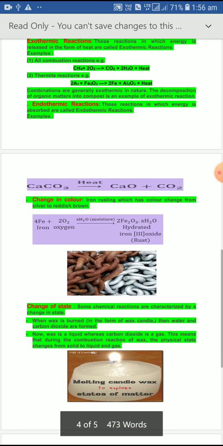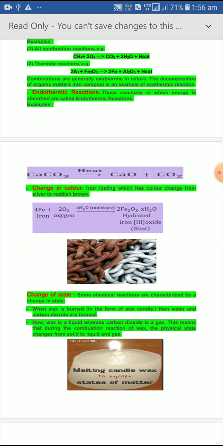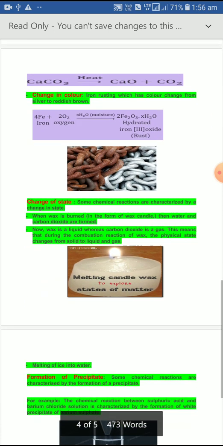Our next change when you perform a chemical reaction is change in color. Here I am showing the picture of iron. See the iron color in the beginning and the color after the reaction. That is known as rust. Iron rusting is a change in color, from silver to reddish brown. From silver, iron changes into reddish brown. This change is known as rusting. I hope change in color is clear.